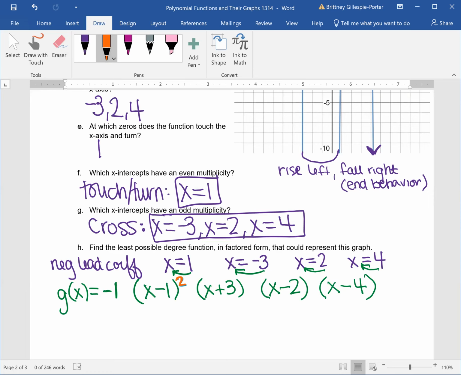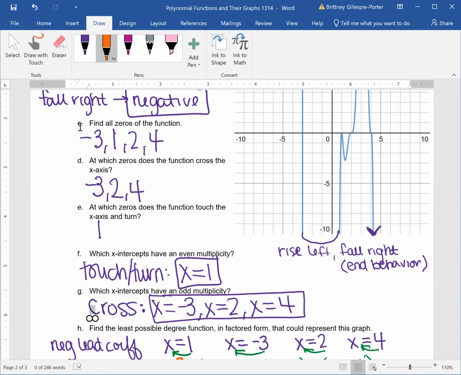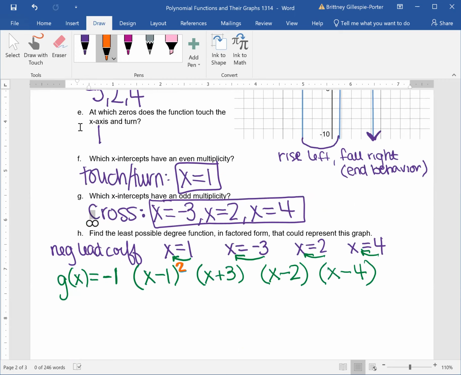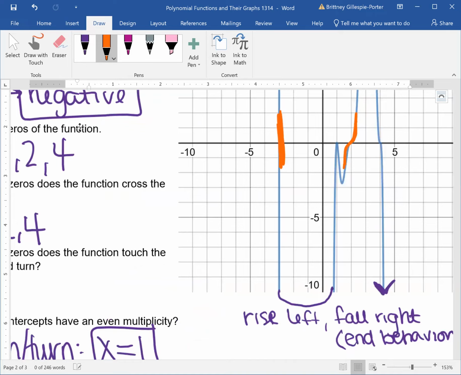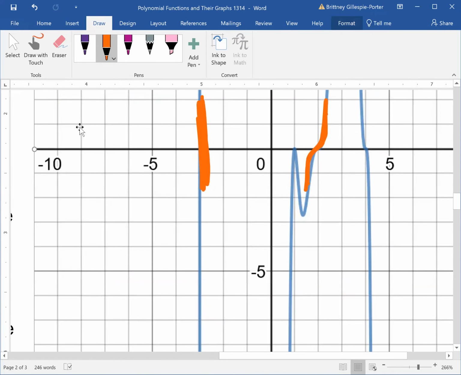And then for our odd multiplicities, we need to look at the graph. If it goes straight across, like it does with the -3, it's a 1. But with x equal to 2 and x equal to 4, it takes its time in crossing. There's a little bit of a dip, if you will. It doesn't go straight across. I'm going to zoom in real quick. It's like a little glitch in the matrix at x equals 4.